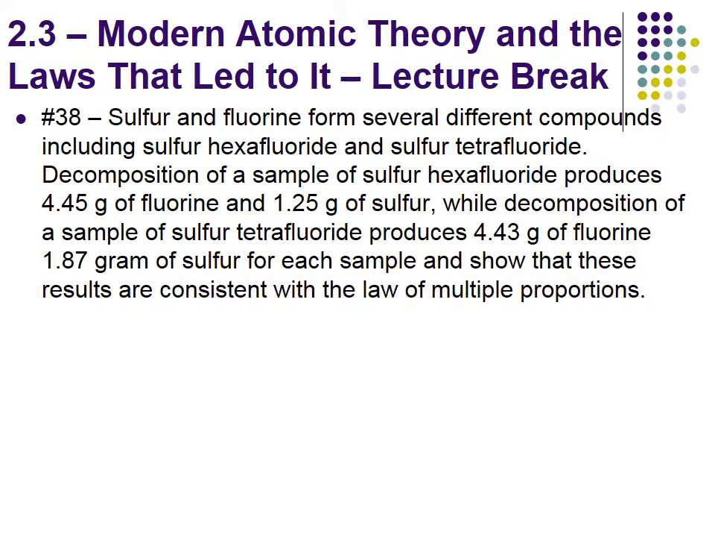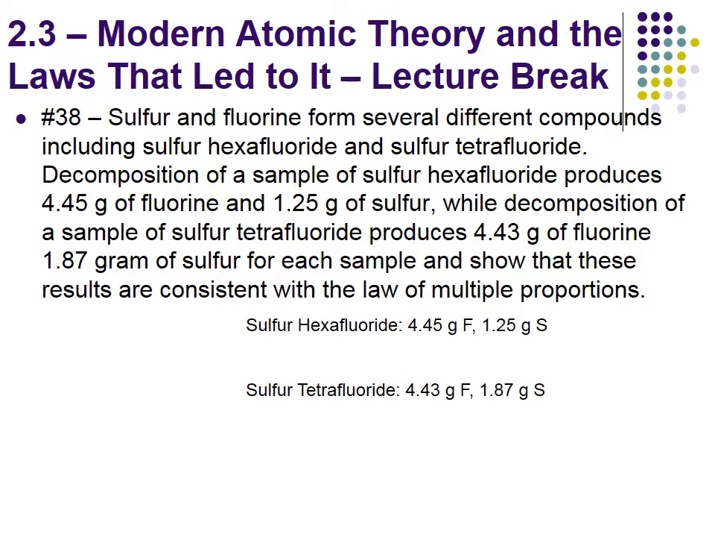Our third question: sulfur and fluorine form several different compounds including sulfur hexafluoride and sulfur tetrafluoride. Decomposition of a sample of sulfur hexafluoride produces 4.45 grams of fluorine and 1.25 grams of sulfur, while decomposition of a sample of sulfur tetrafluoride produces 4.43 grams of fluorine and 1.87 grams of sulfur. For each sample, show that these results are consistent with the law of multiple proportions.